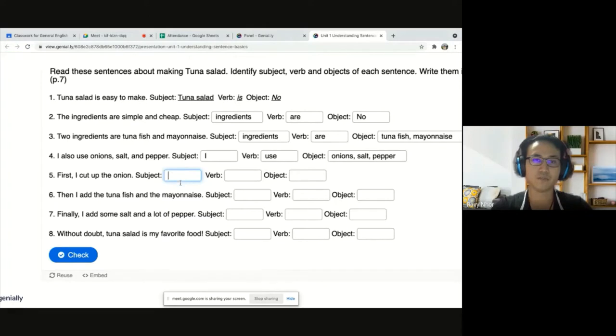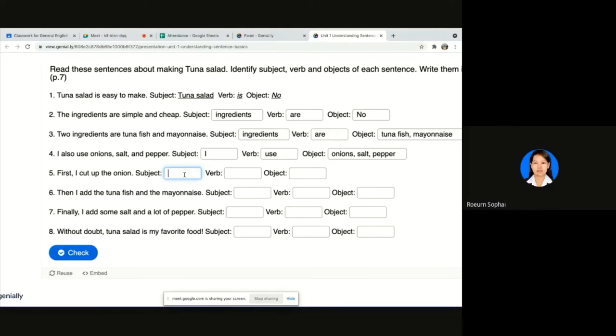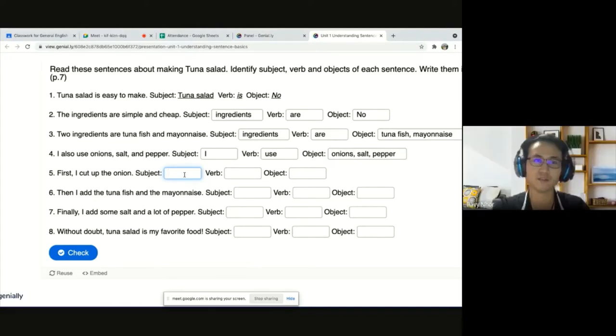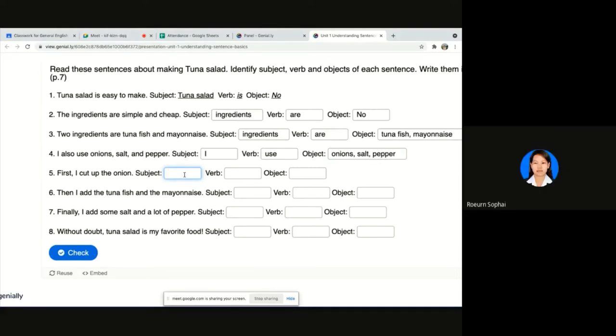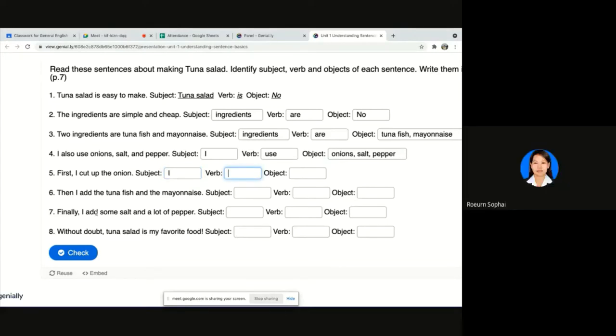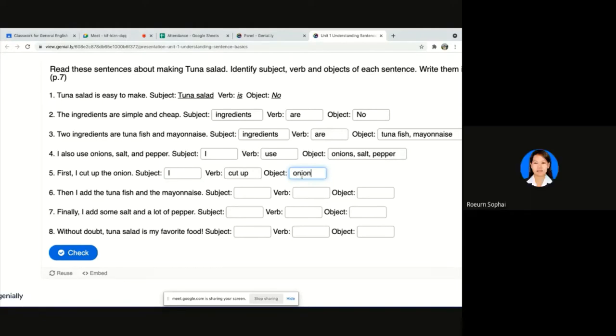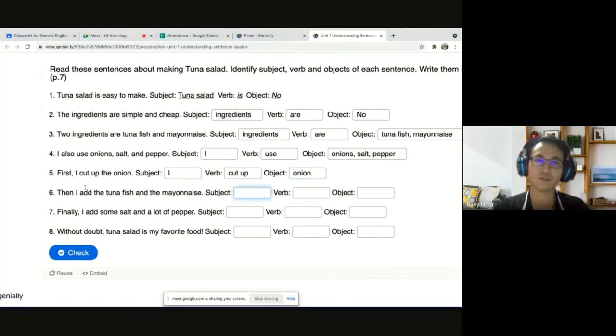Number five. First, I cut up the onion. Subject. First is not the subject. The subject refers to a noun or pronoun. Verb: cut up. Objects. Is there any object here? Onion. Okay. Yes. Thank you.